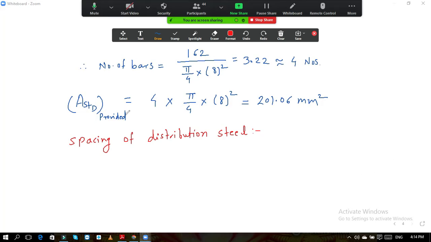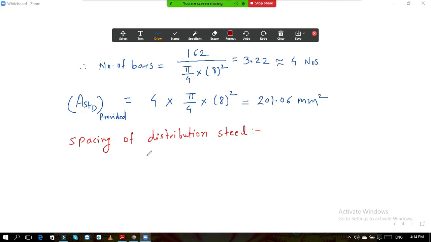For distribution steel, here I will write as per IS 456 2000 clause number 26.3.3, page 46.